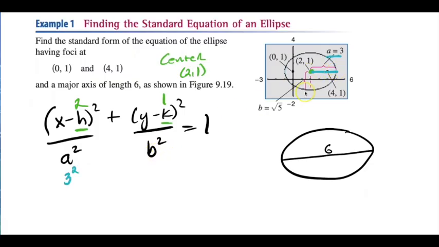Our b, they gave us a b. Our b is the length from our center to our co-vertices. They tell us right there, radical 5. So this is going to be radical 5 squared. And we are pretty much done.